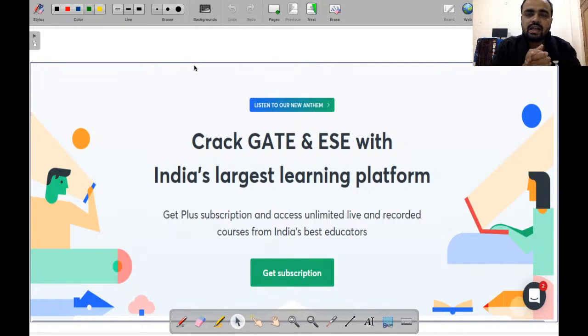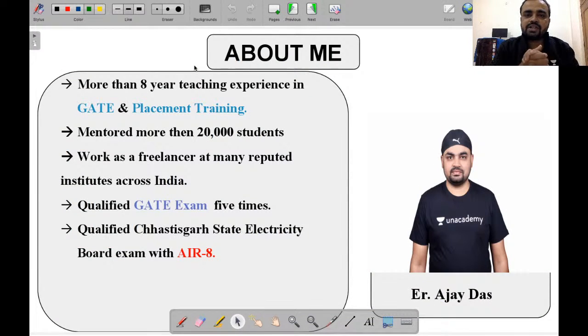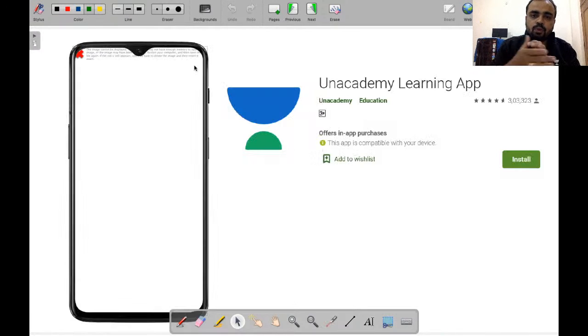Myself, Ajay Das. I'm MTech in Computer Science. I have a teaching experience of 8 plus years. I have worked as a freelancer in many reputed institutes of India, and I have qualified the GATE exam 5 times. Along with that, I have also qualified the Chhattisgarh State Electricity Board exam with AIR 8 in 2010. So, download the Unacademy Learning app and start your preparation sitting anywhere, anytime.